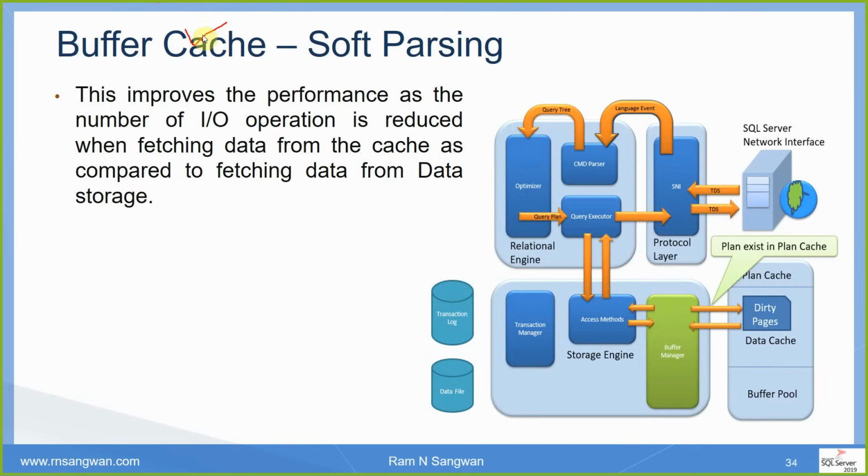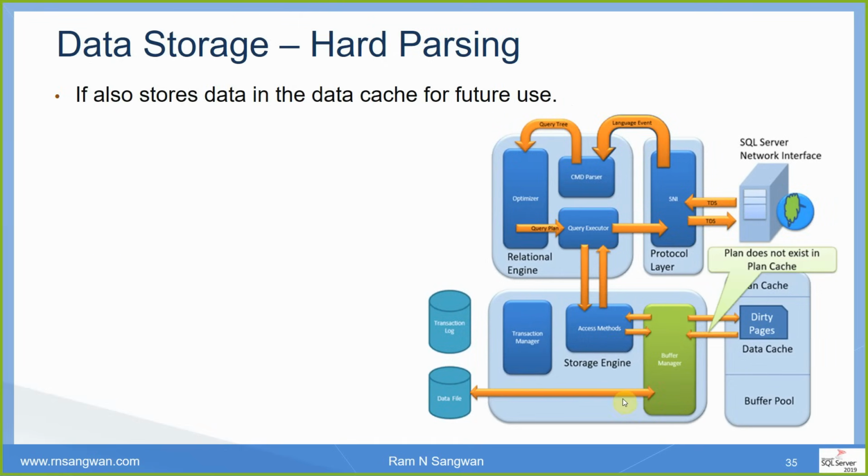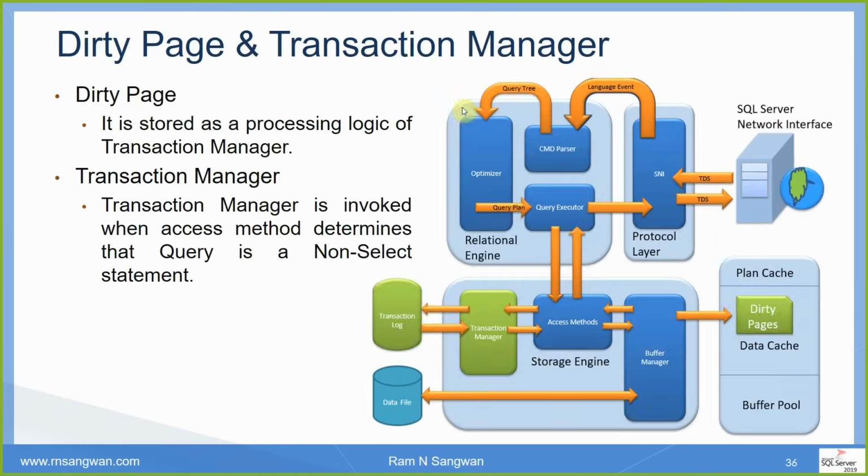So what is soft parsing? Let's understand the same thing. Here, the buffer manager is checking whether the plan exists in the plan cache. If that is the case, then we can get the data from here. This improves performance, as the number of IO operations is reduced when fetching the data from the cache as compared to fetching it from the data storage or the disk. When we say hard parsing, that means the data is not available in the plan cache. It has to go and fetch from the storage. This also stores the data in the data cache for future use, so that it can be used the next time. Then we have something called dirty pages and the transaction manager.